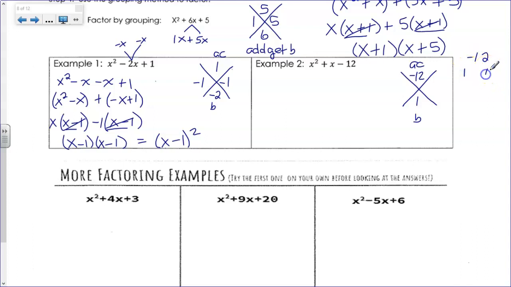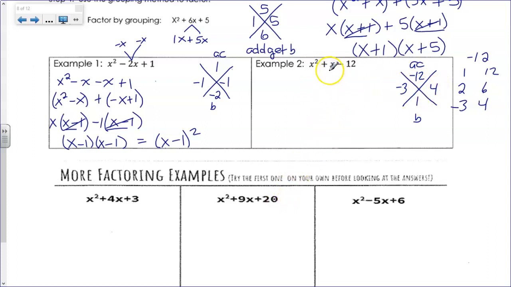Well, 1 times 12 gives me 12. If I combine those two, will it give me 1? No. 2 and 6? No. 3 and 4. 3 plus 4 will not give me 1. But if I do 4 plus negative 3, that's 1. So this would give me negative 3 and 4. Negative 3 times 4 is negative 12. Negative 3 plus 4 is 1.